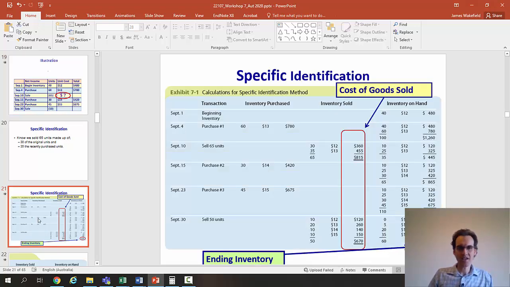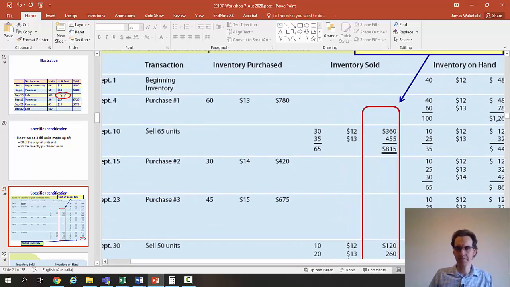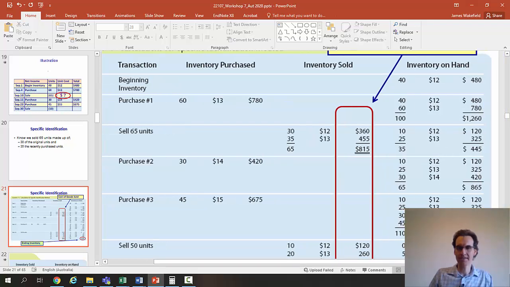If we look at slide 21, that is basically summarizing this information for us. If I zoom in on this so I can see it more clearly, there are two specific types of inventory sold, 30 at $12 and 35 at $13, which gives us a total inventory cost of $815. And that is the cost of goods sold associated with that particular transaction.